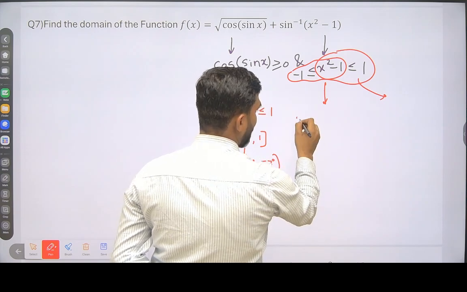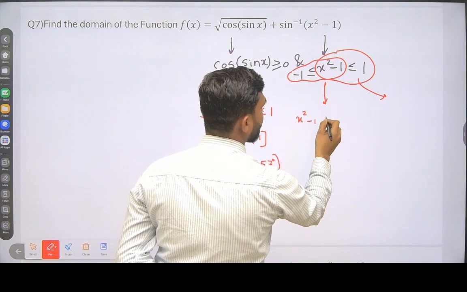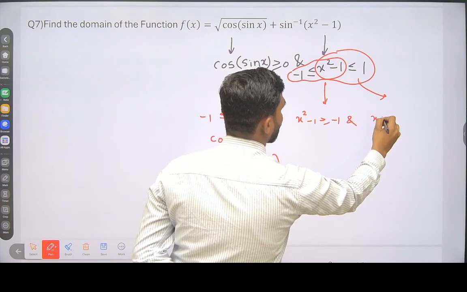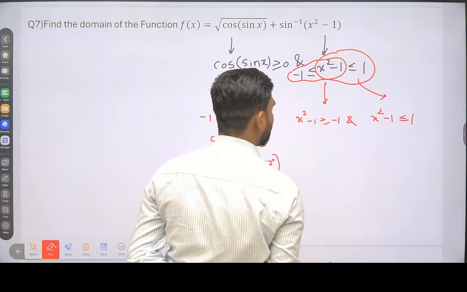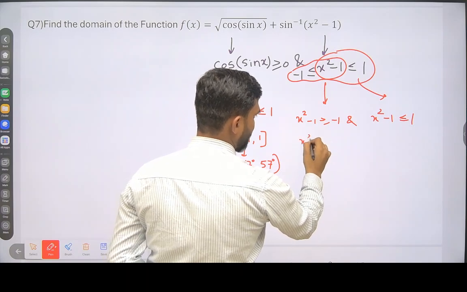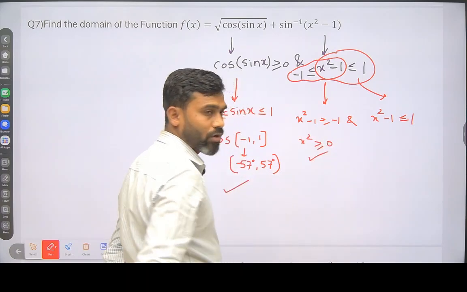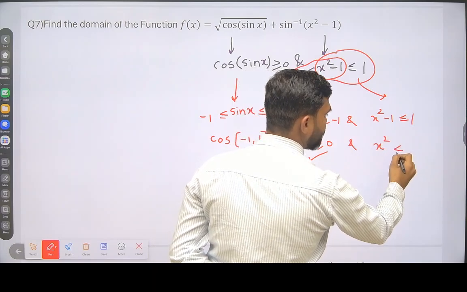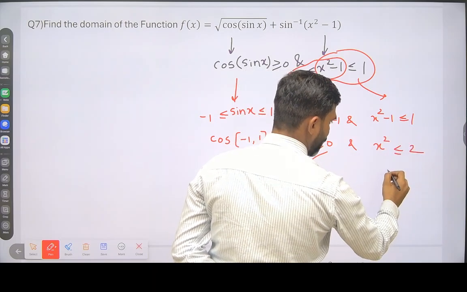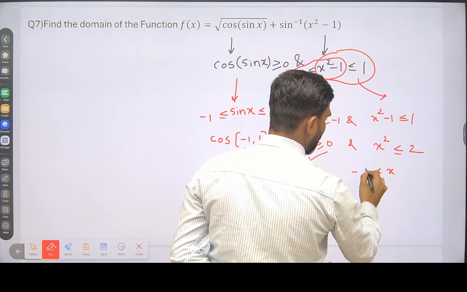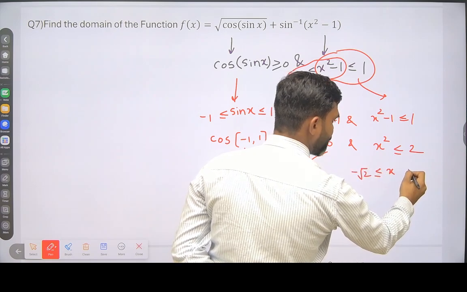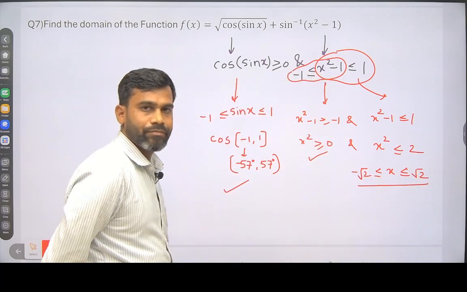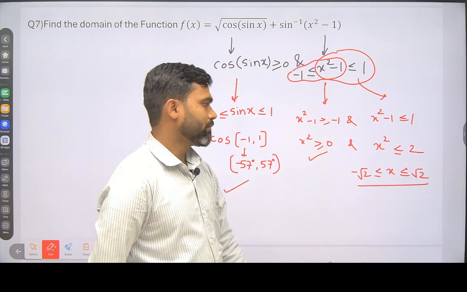So what will we get? x square minus 1 must be greater than or equal to -1, and x square minus 1 must be less than or equal to 1. So you will get x square is greater than or equal to 0, which is always true. Don't have to worry about it. And then here you will get x square is less than or equal to 2. So x belongs to minus root 2 to root 2. So this is the final answer, right?